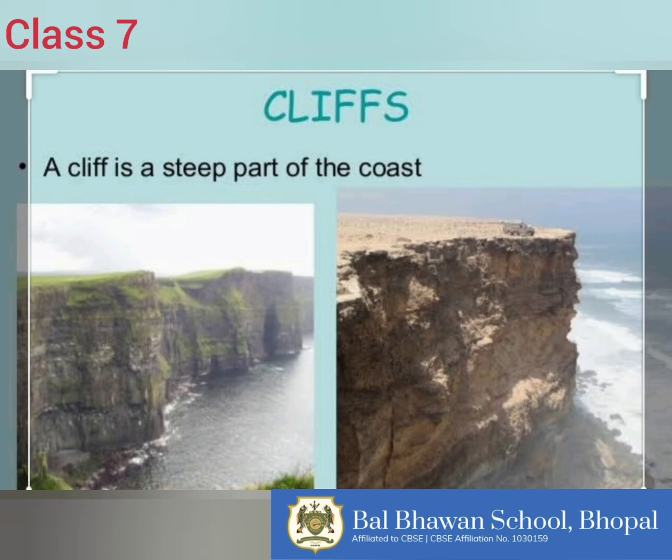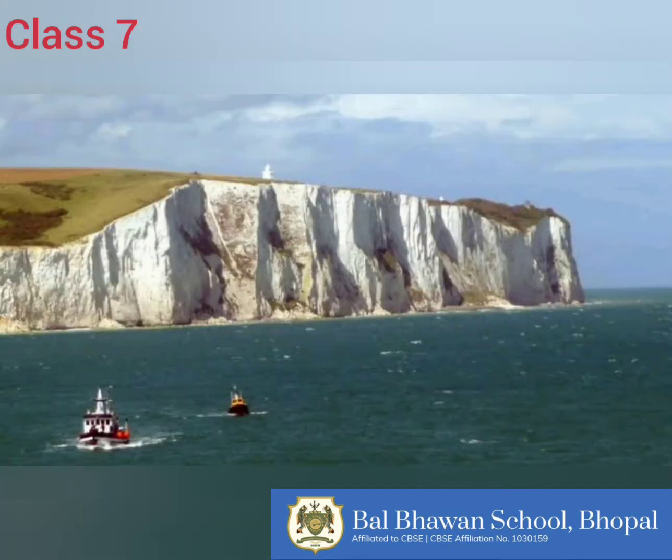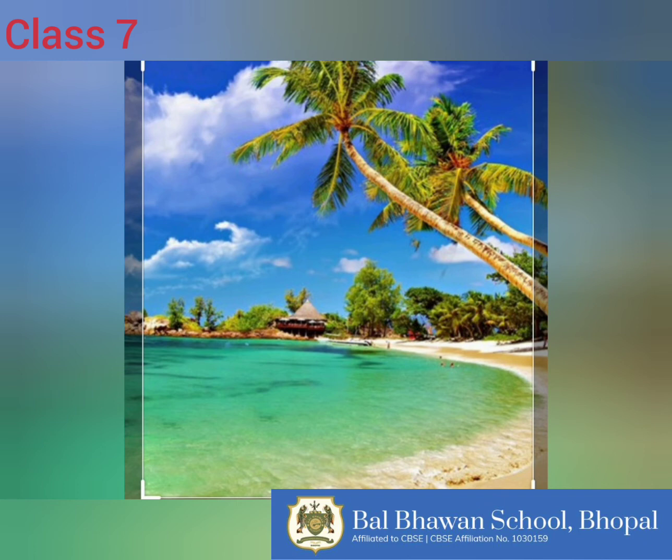The depositional work of the sea waves is a slow process. Beaches are formed by the deposition of sand, gravel, and pebbles on the shore. They are generally formed when the sea is calm and winds are of low velocity.